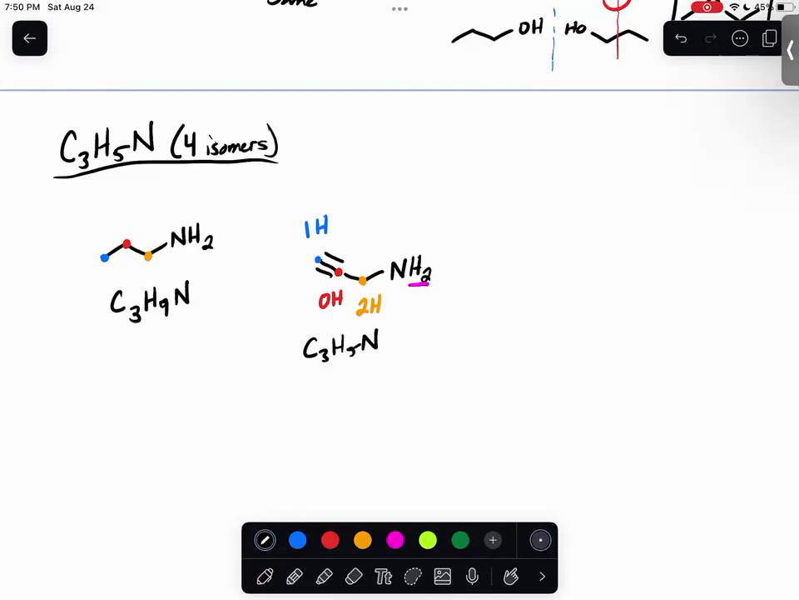So I just recognized that I accidentally said this was 4. That is not true. Don't even look at that. That is 4 if it was C3H7. So I apologize. But moving forward, we can take a look at an isomer of this.